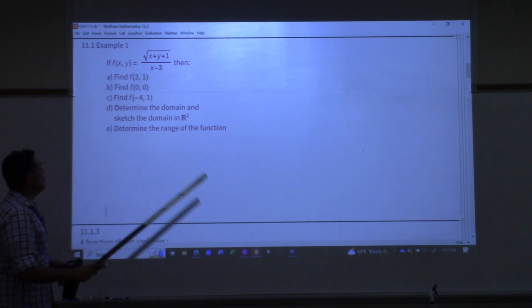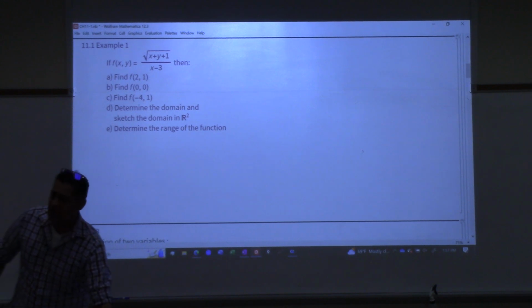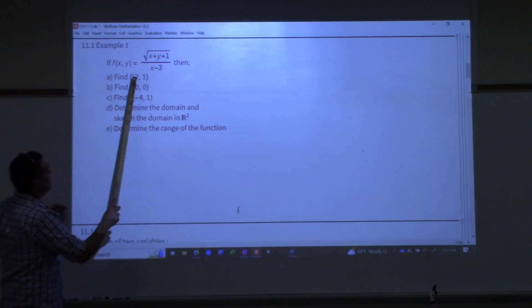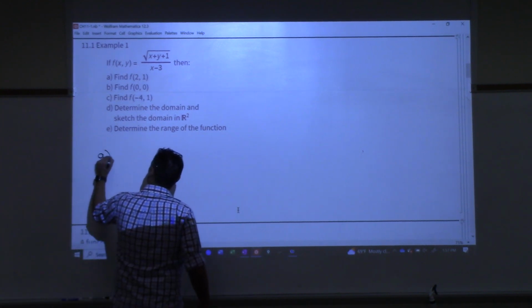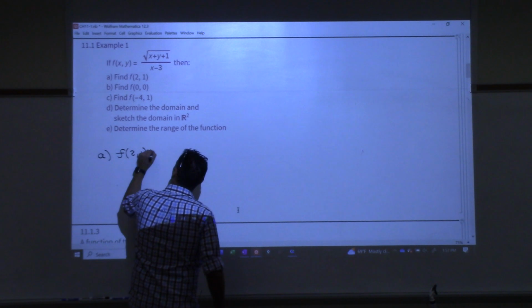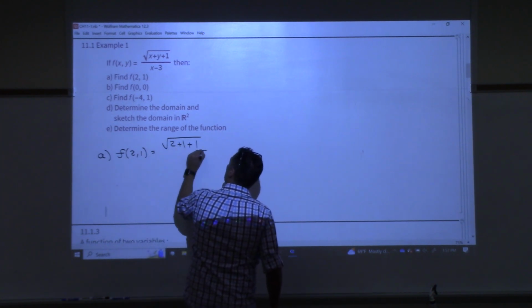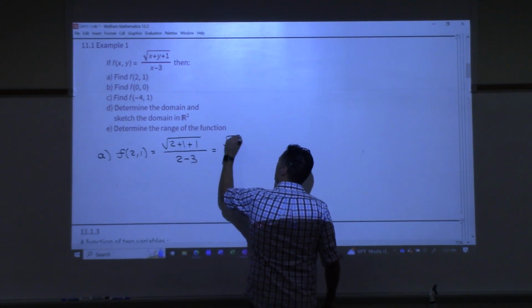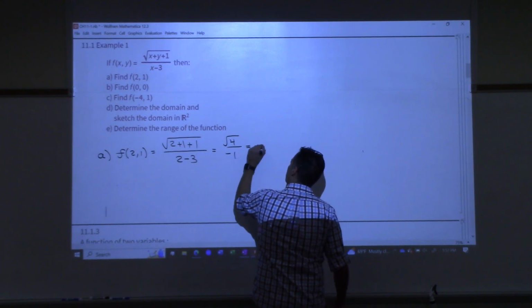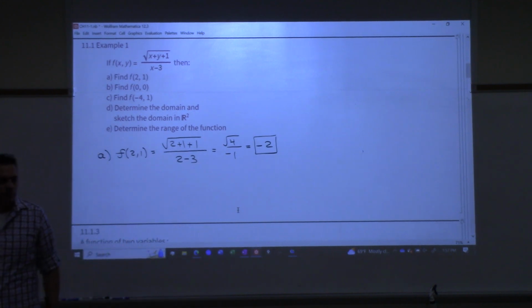And the first thing I want to do is find f of 2, 1. That just means you're going to take that function, replace x with 2 and y with 1. That's it, right? So for part A, f of 2, 1 means square root of 2 plus 1 over 2 minus 3. So that's square root of 4 over negative 1, which is negative 2. Agree with me or no?